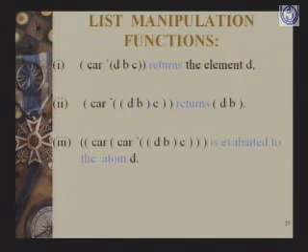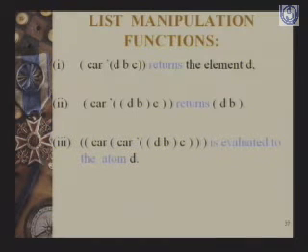I again draw your attention to this fact that car returns the first element. The first element may be an atom, it may be a number, it may be a symbol, but it may be a list also, and in case the first element of the given list, which is given as an argument to the function car, is a list, then that list is returned, which is the first element of the given list.